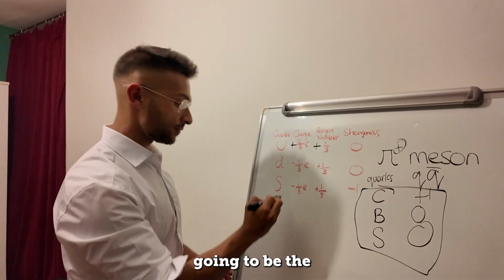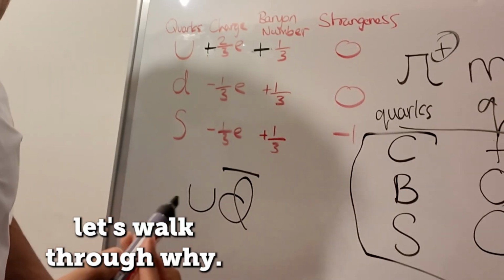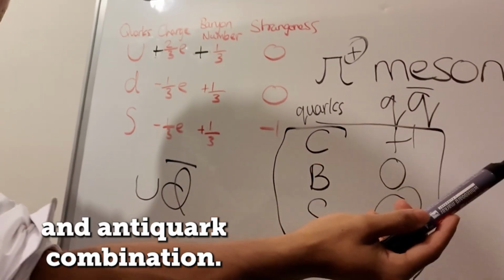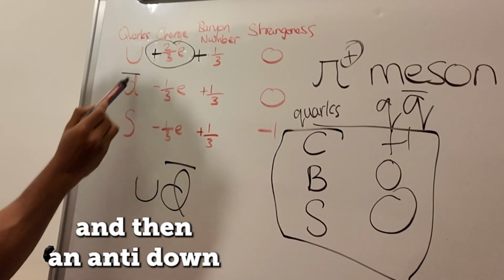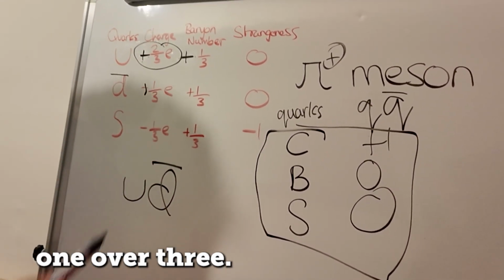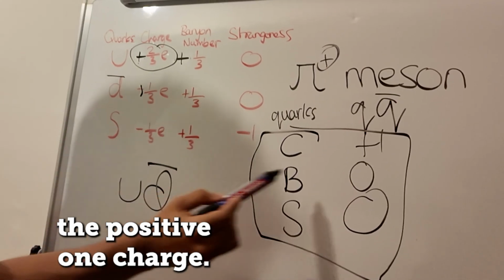I can tell you now that it's going to be the up and anti-down quark. So let's walk through why. First of all, it's a quark and antiquark combination. The charge will be +1 because +2 over 3e, and then an anti-down quark would have a +1 over 3e. This would join to give you the +1 charge that we're looking for.